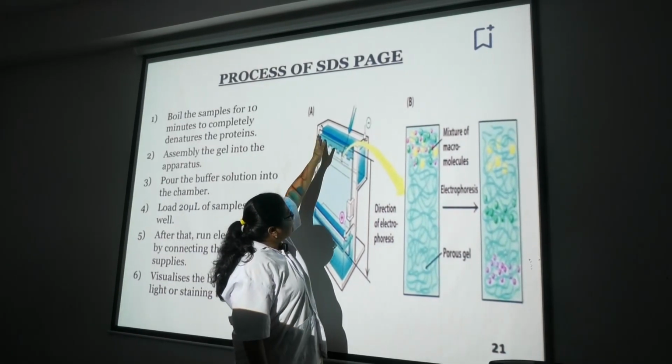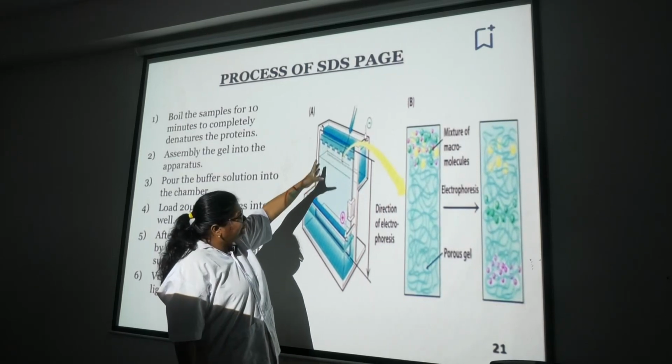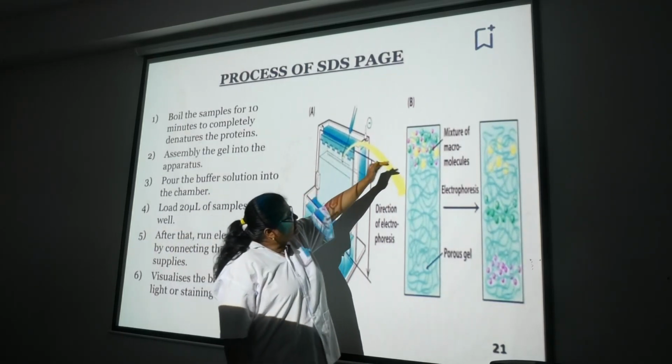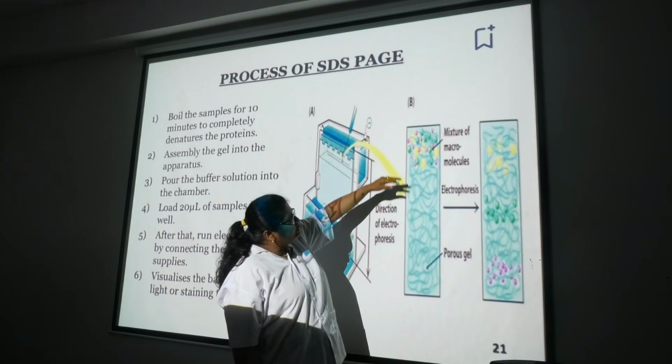This is the application site, and this will run towards the anode, and there will be different positions according to their size.